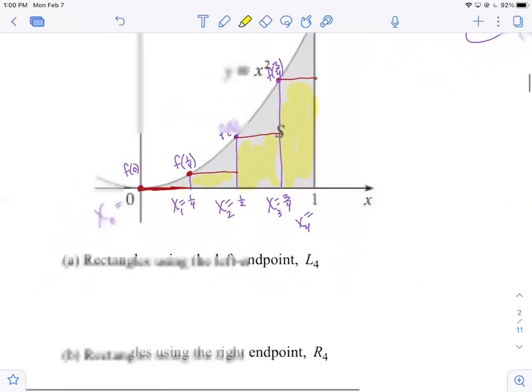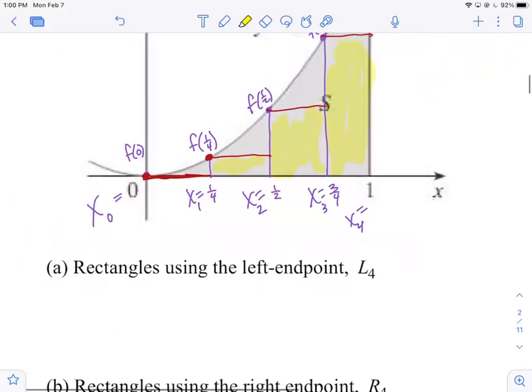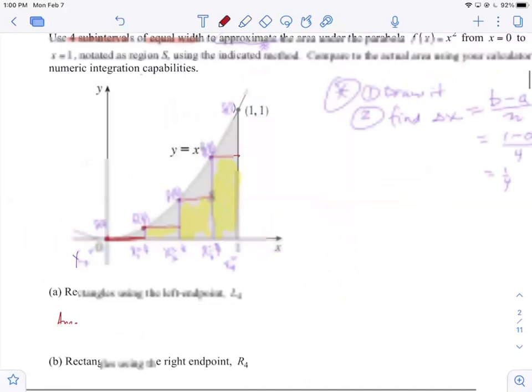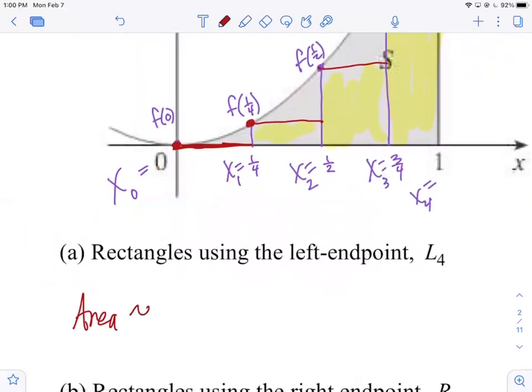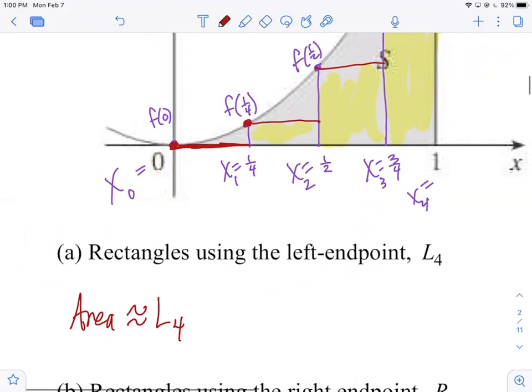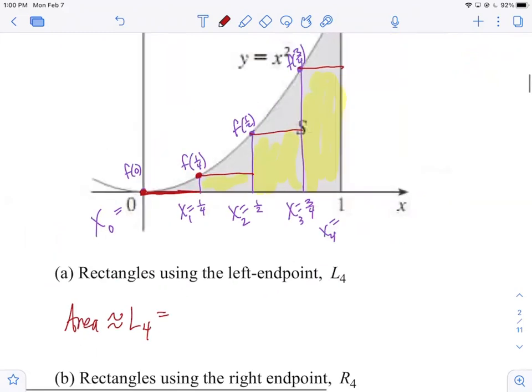So let's go ahead and write it out. Here's what we're going to say. We're going to say that the area is going to be approximated by L sub 4. We typically use L for left endpoint, and then the subscript tells the observer how many subintervals you're using. So the actual area is approximated by L sub 4, which equals, and now it's just geometry.